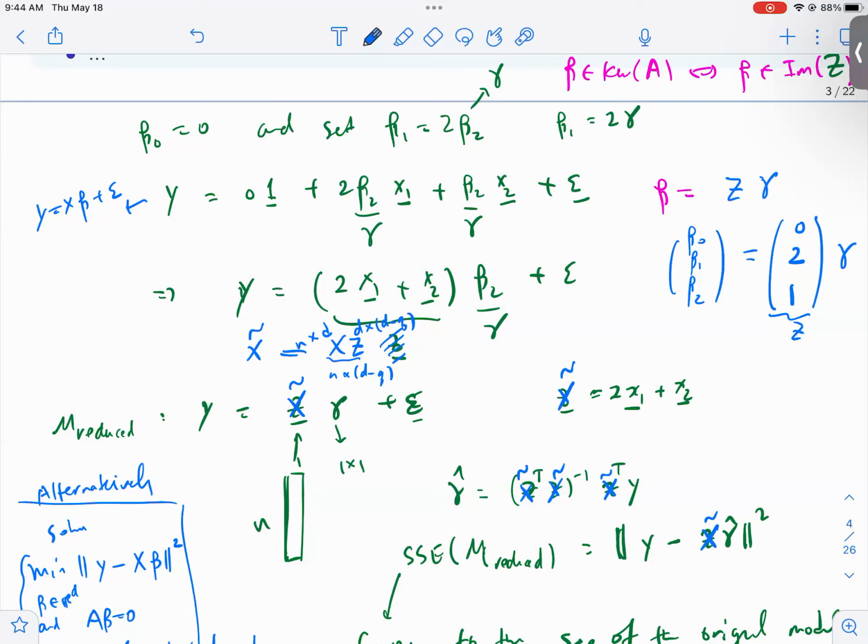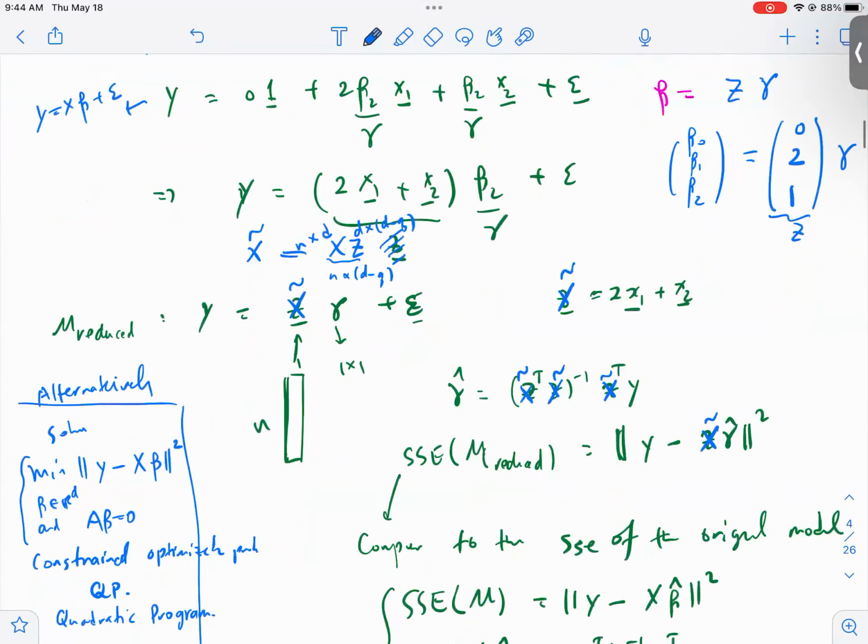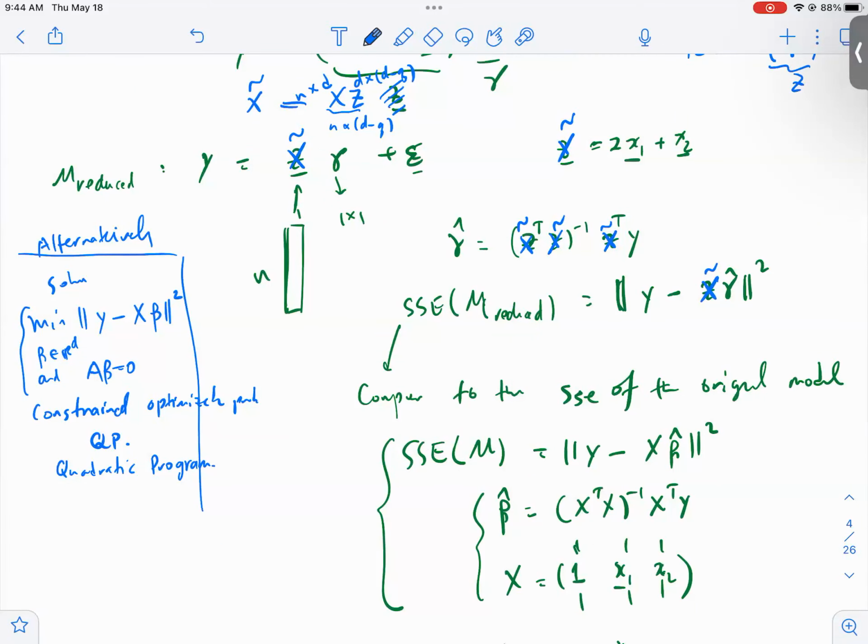Okay, so you plug in, you get the reduced model, you solve this. Solve means I do the least squares estimate of the parameters, and I get the SSE. The SSE of the reduced model is just the usual SSE in regression. And then I have the full model, I can fit the full model, compute beta hat using OLS, and get an SSE. SSE is a measure of how much unexplained variation remains. And then I compare these two.